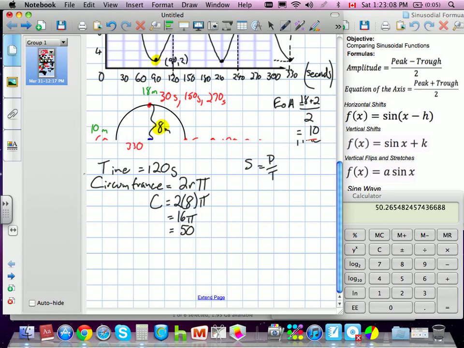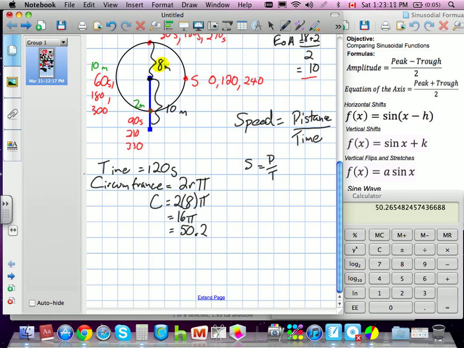pi, 50.2, let's say. Okay? And we're in meters here because we were 8 meters. So the circumference around the circle is 50.2. So, in order to figure out our speed, our distance is what? Our distance? Yeah. Multiplied or divided by 120.